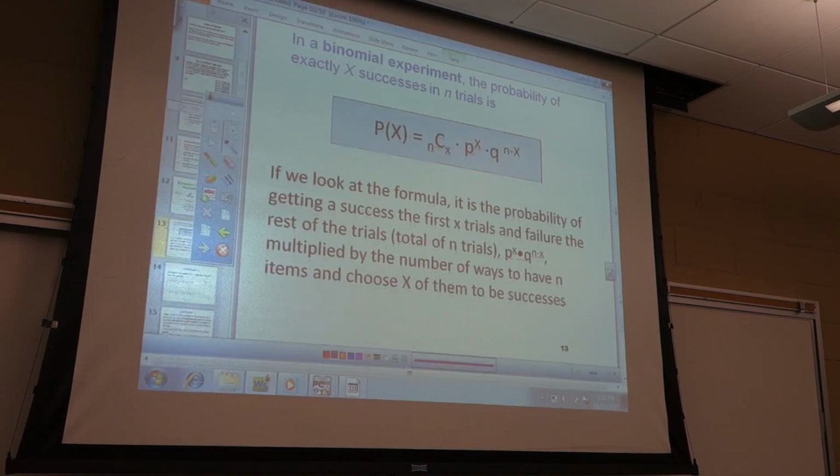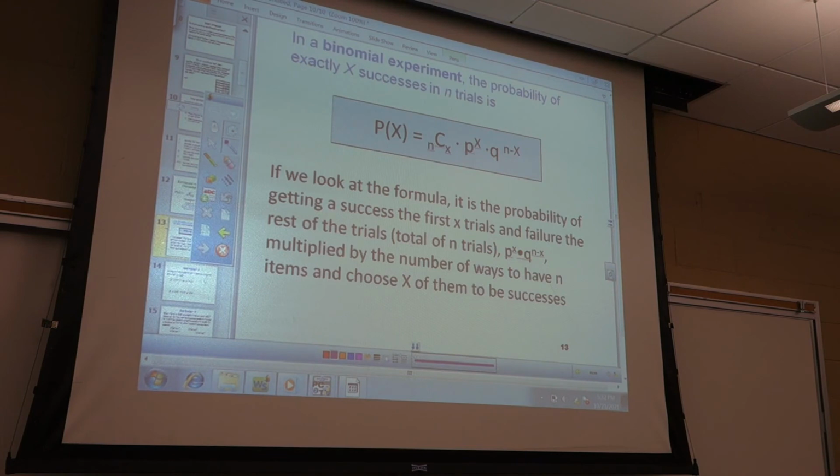If we look at it, it's probably getting success the first x trials and then failure the rest of them, multiplied by how many ways there are of arranging that many successes and failures.